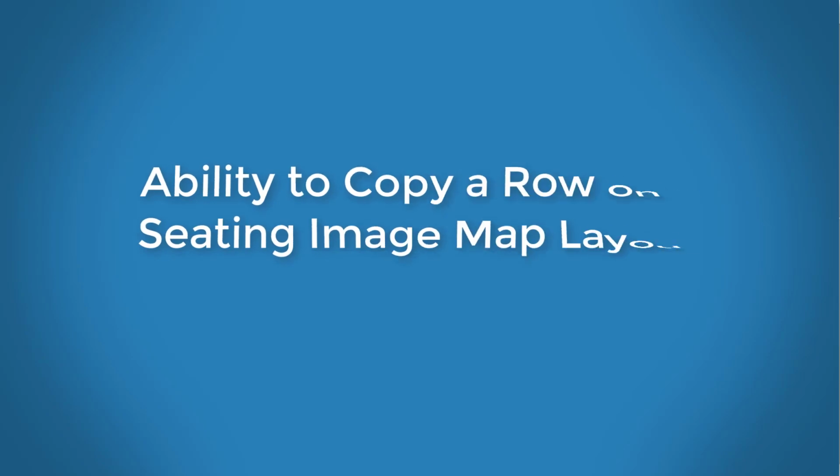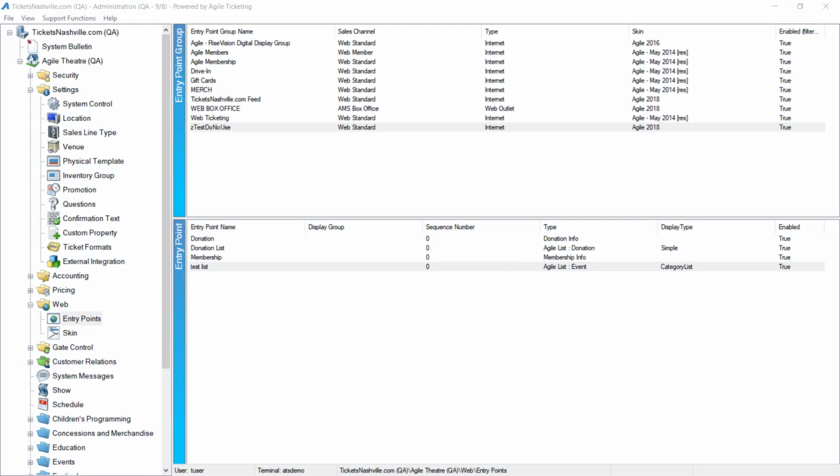The next enhancement on our list is the ability to copy a row on a seating image map layout. This new option allows image maps to be laid out much quicker when there are rows that look very similar to each other. Let's take a look.